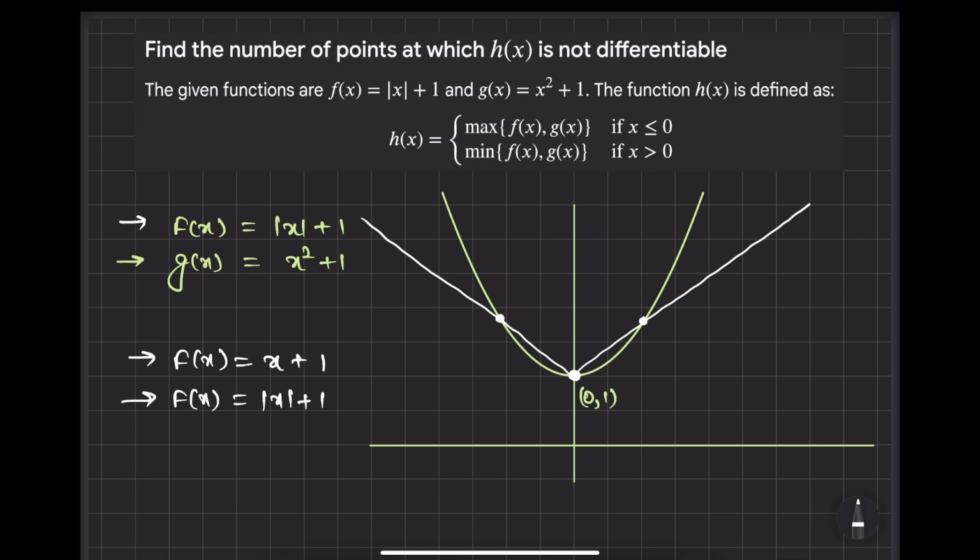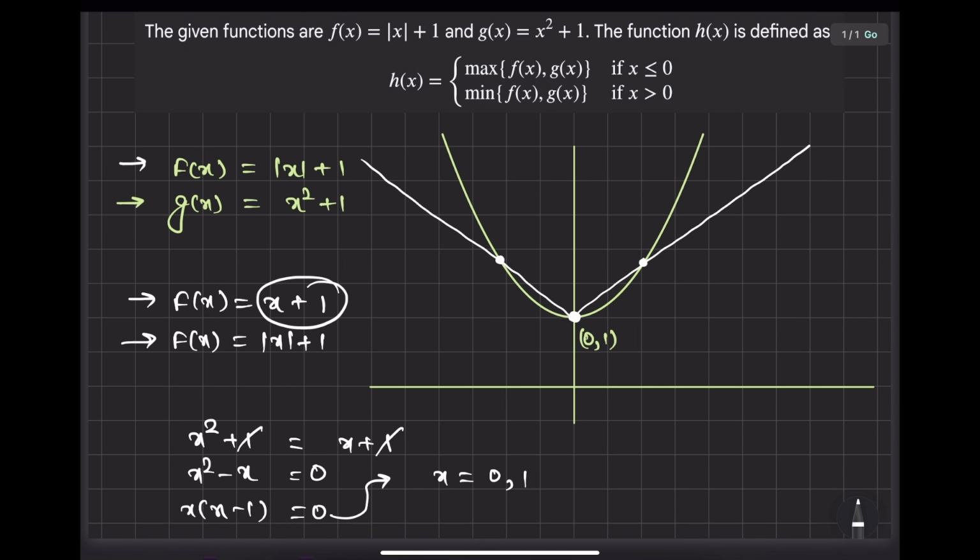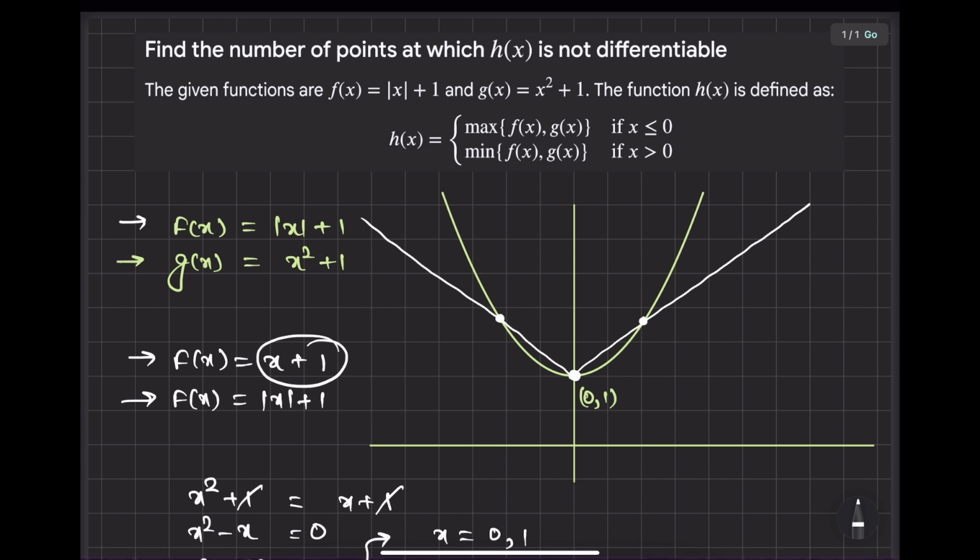We are interested in finding the point at which both are equal. For x greater than 0, the green function is x square plus 1, and after 0 the other is x plus 1. So this moves to the other side and becomes minus x: x square minus x equals 0. I take x common, so x times x minus 1. So the value of x becomes 0 and 1. At 1 and 0 it will intersect. So this graph is 100% correct.